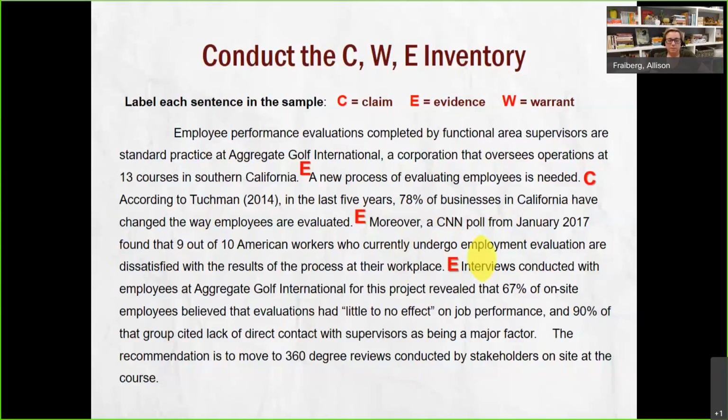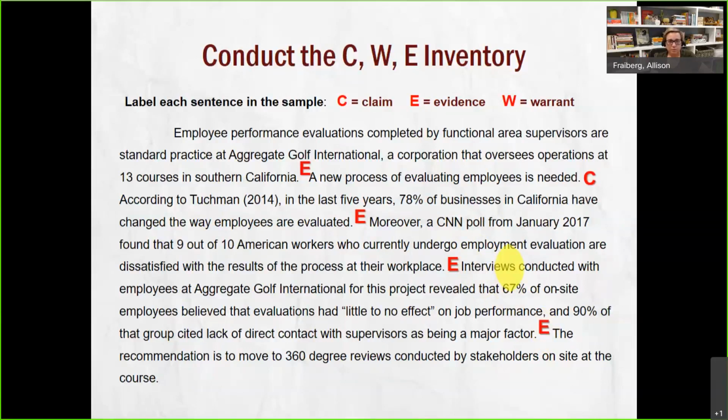Interviews conducted with employees at Aggregate Golf International for this project revealed that 67% of on-site employees believed that evaluations had, quote, little to no effect on job performance. And 90% of that group cited lack of direct contact with supervisors as being a major factor. Lots of good stuff in there, but what is it? It's a piece of evidence. And how do you know? Because I'm just telling you what the interviews concluded.